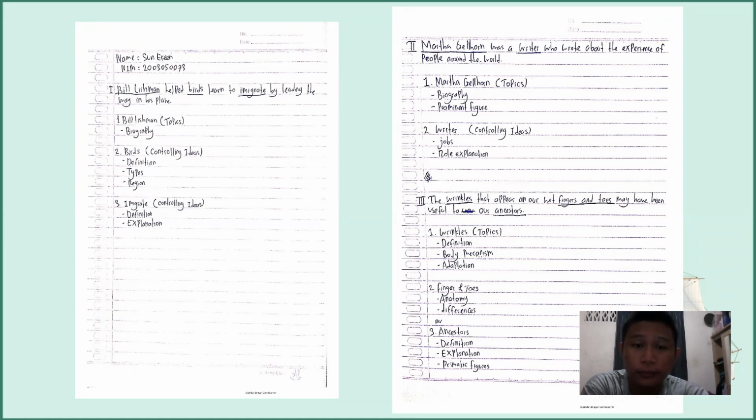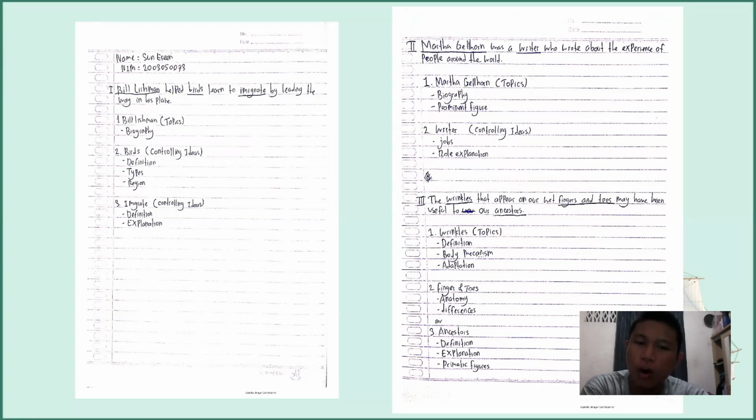My last topic sentence is the wrinkles that appear on our fingers and toes could be useful for our ancestors. Wrinkle is our topic part because that is what we're going to explain, right? And there must be a definition of wrinkles, and we all know wrinkles are a body mechanism that is activated when our fingers and toes get wet for too long. It is also a human adaptation for surviving in wet and humid environments.